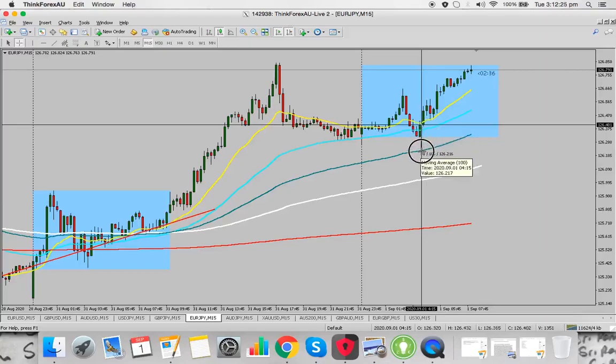So even if I dropped my stop loss at the 100, I'm still at a stop loss at less than 20 pips. Right. So in this case, market moved, and look at that, it's 42 pips.